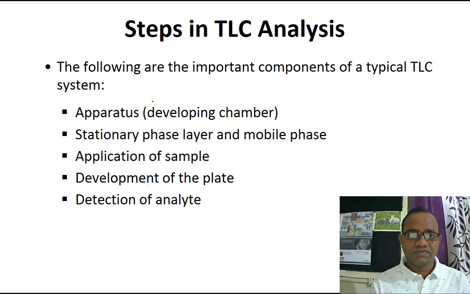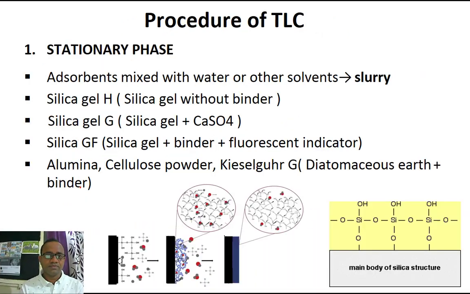Right? In the case of thin layer chromatography, we have to follow particular steps. We need a chamber, that is the developing chamber we can call. We need a stationary phase and the mobile phase, which are very important. Apply the sample, development of the samples, and then finally the detection. Okay? So these are the 5 basic steps in order to carry out the TLC analysis.